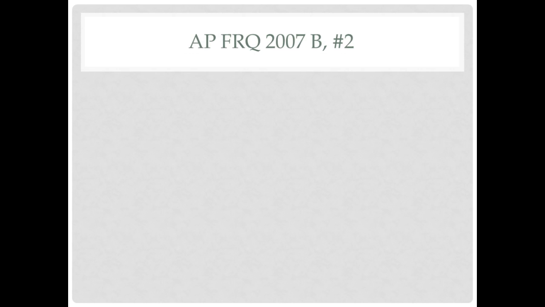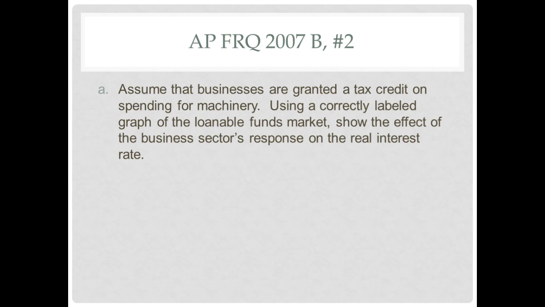We're going to start with the AP problem number 2 from the 2007 Form B exam. It's one of the problems that I assigned to you in this module. Hopefully you've had a chance to look at this problem already, and we'll just be reviewing it now together. Let's take a look first at Part A.